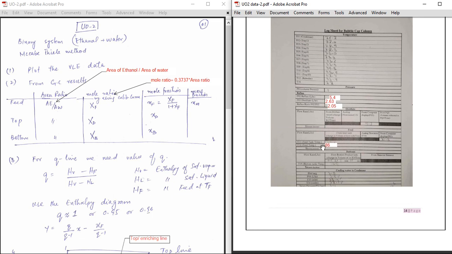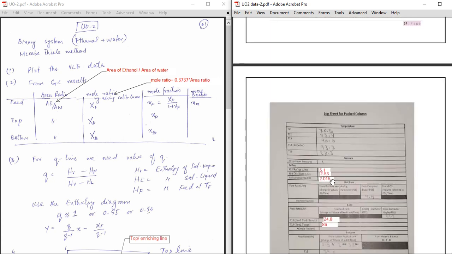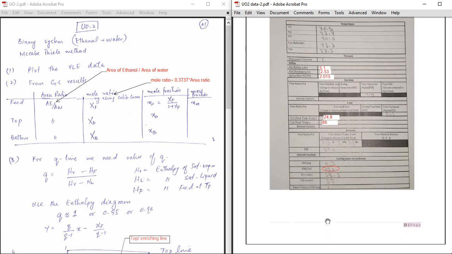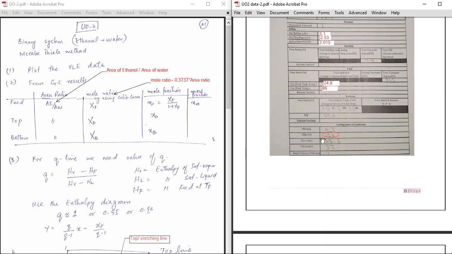Similarly, you need to know the feed temperature, which is around 86 degrees Celsius. You also need to know the cooling water flow rate, which is around 350 liters per hour, mentioned here. Yeah, 320 liters per hour. Similarly, for the packed column, you know the reflux ratio, you know the feed temperature, which is around 86, and the cooling water flow rate here.